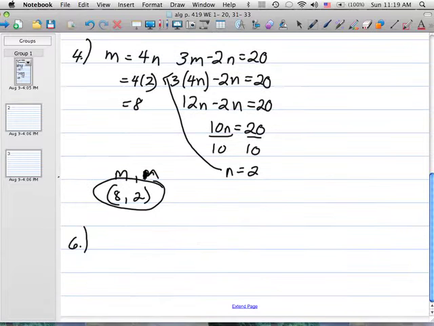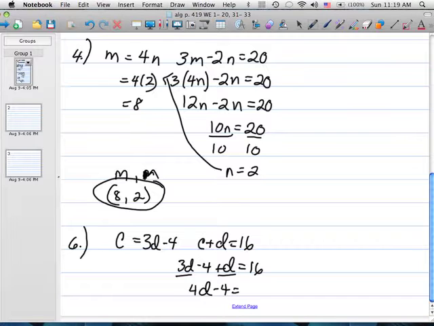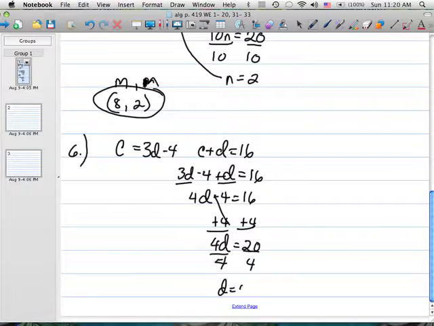Problem number 6. C equals 3d minus 4 and c plus d equals 16. We still have one of these equations solved for one variable, so we'll plug this in for c, or substitute it in. So c becomes 3d minus 4 plus d equals 16. Collecting like terms, 4d minus 4 equals 16. Solving for d, we add 4 first. So we get 4d equals 20. Divide by 4. And the value for d is 5.